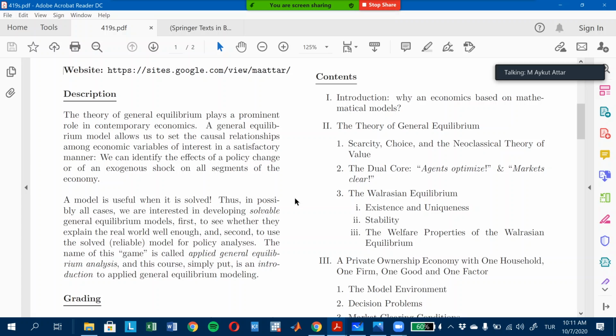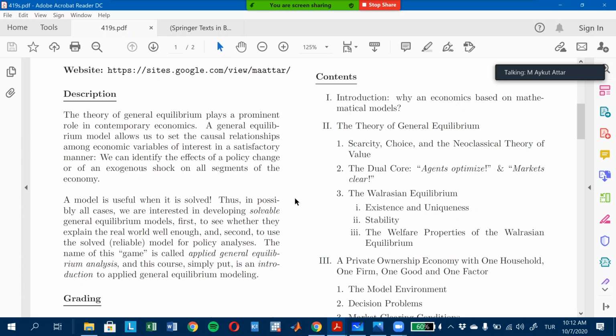First, the neoclassical theory of value. You actually know it, you use it all the time, but perhaps you never call it this way. Perhaps you never label it as the neoclassical theory of value. Then we're gonna understand a common property of all general equilibrium models, which is what I call dual core. So in the dual core, we have two properties.